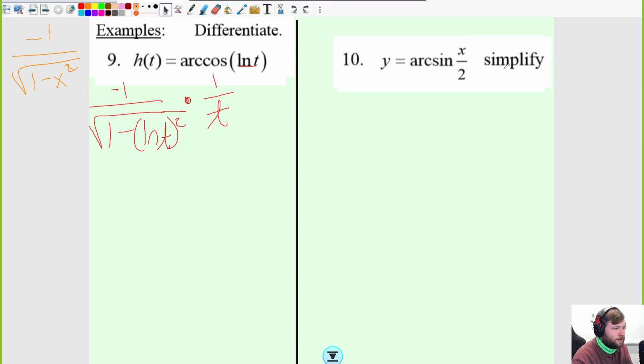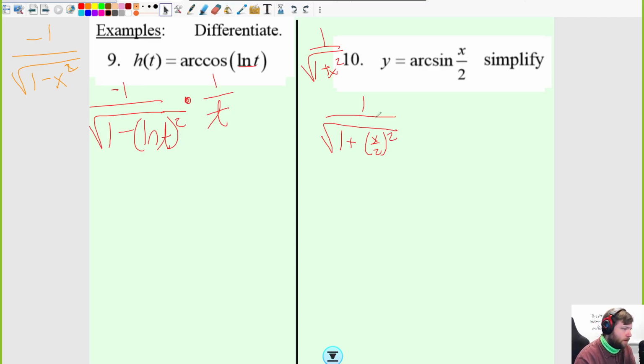Number 10, simplify. Arcsine is the positive one. So 1 over square root of 1 plus x squared. So 1 over the square root of 1 plus (x over 2) squared. I'm actually going to simplify this, and then times 1/2. And you're like, what do they mean by simplify? I would never make you do this, but I'm going to show you what they mean.